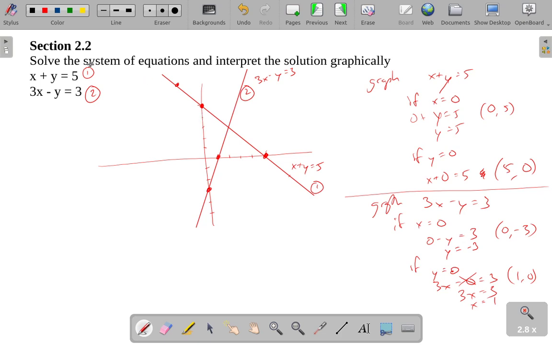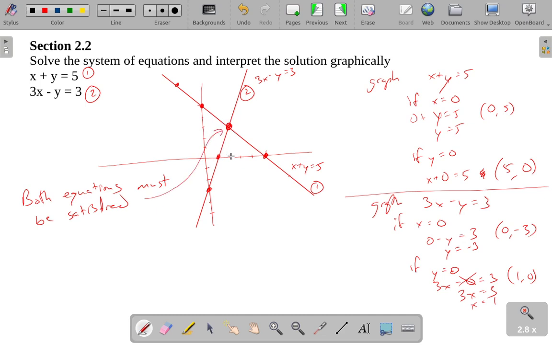So what it means to satisfy the system of equations is that both of these equations have to be satisfied. That means we need to find a point or points that make both of those equations true. And for an equation to be true means the point is on the line. So we need to find a point or points that are on both lines. So that point right there is the solution to the system of equations.